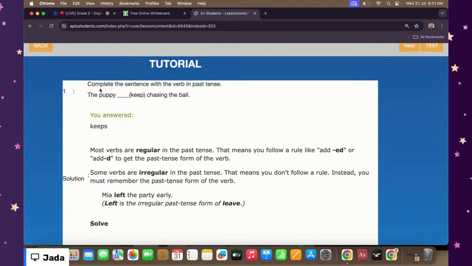Now, complete the sentence with the verb in the past. So you have to complete the sentence. In this one, you are completing the sentence with the right verb from the past. Okay? The puppy dash chasing the ball. Now, keep is there. Keep is the present form. So the word in the brackets, you have to figure out the past tense of the word in the bracket. So we have keep in the brackets. So what will be the past tense? It is kept. So you would say the puppy kept chasing the ball.